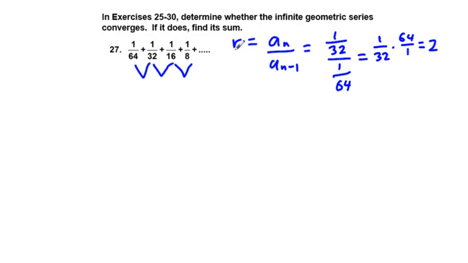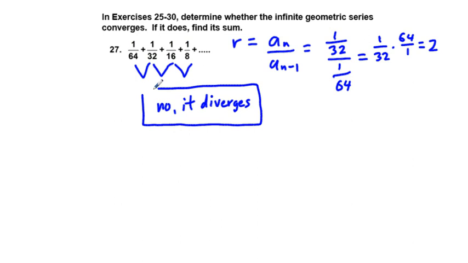Well, for R equals 2, we need an R value whose absolute value is less than 1 to converge. So, does this series converge? No. It diverges. The series diverges. So that's problem number 27.